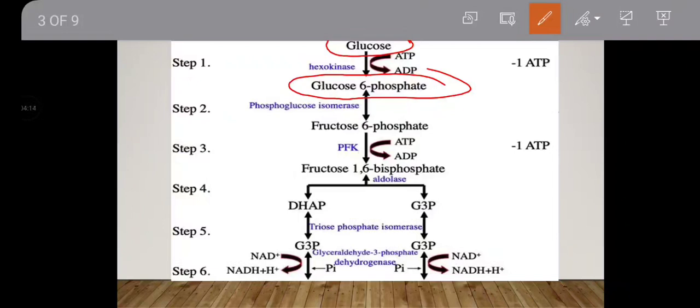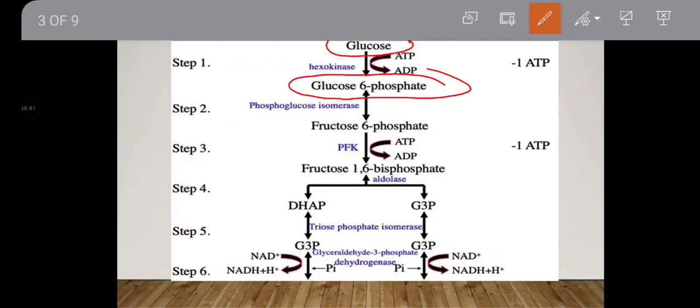Then fructose 6-phosphate is acted upon by what? Phosphofructokinase 1. It also uses what? ATP to form fructose 1,6 bisphosphate. We've added another phosphate group to the fructose molecule.